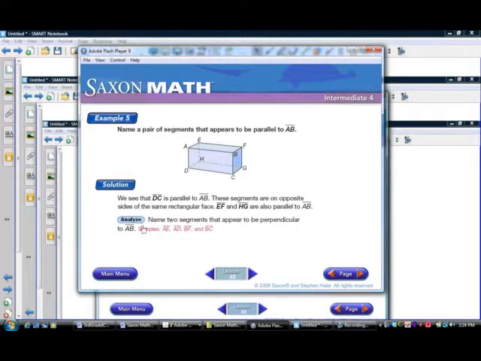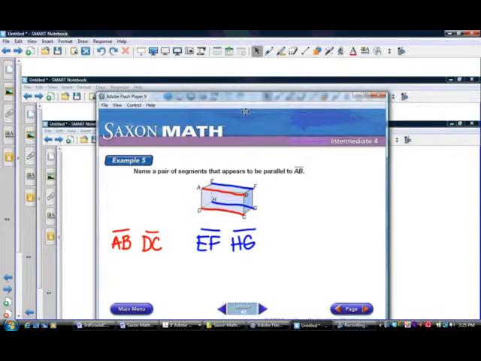All right, now it's asking a different question here. Name two segments that appear to be perpendicular to AB. Remember, perpendicular means they are going to be forming right angles. So look, right here, right here, right here, or right here. So we've got like four possibilities that all go into line segment AB and make those 90-degree angles.